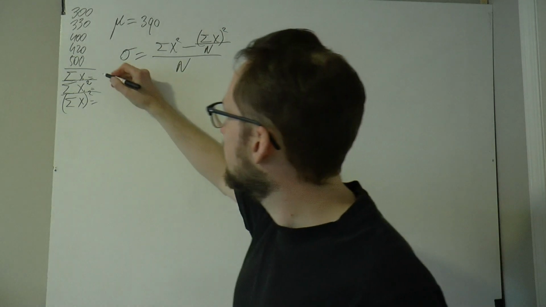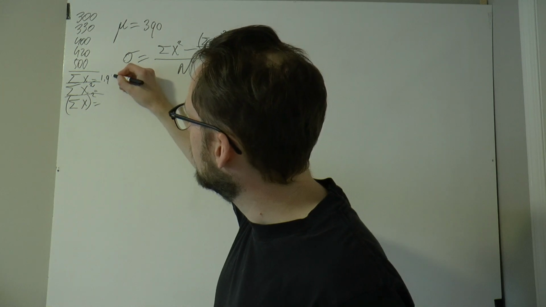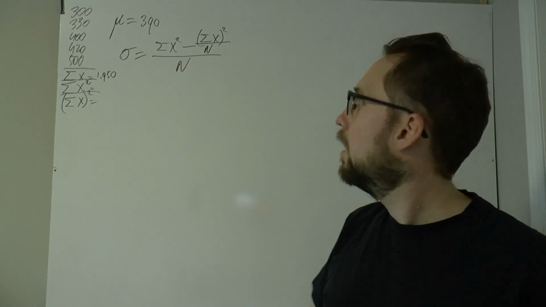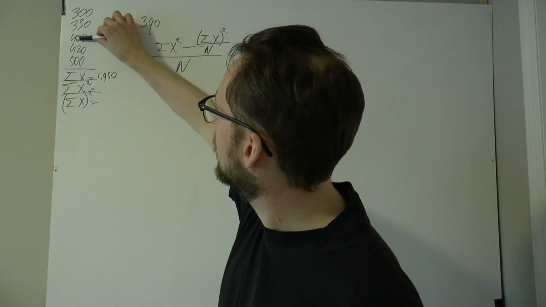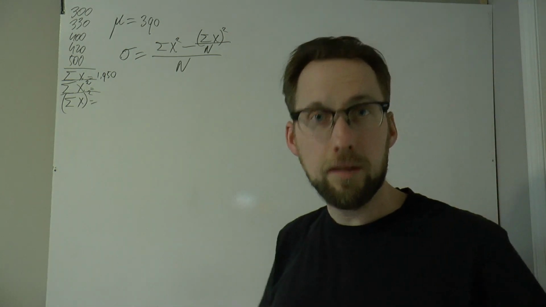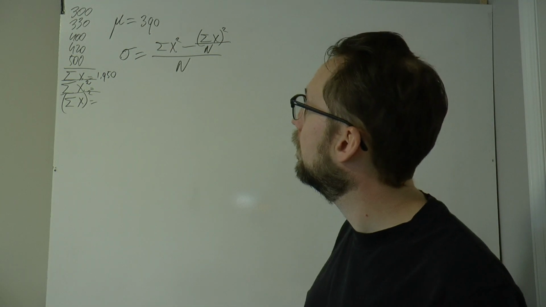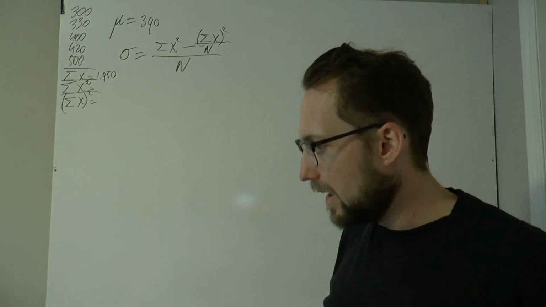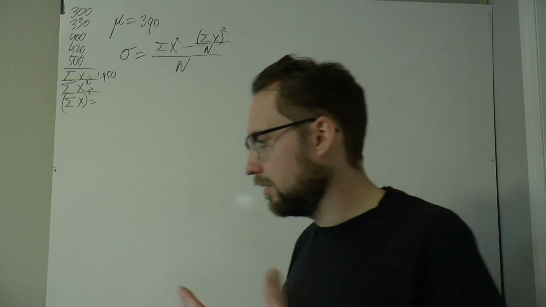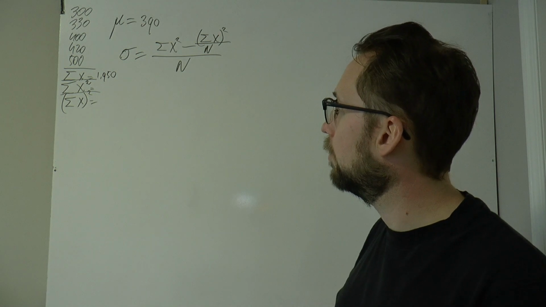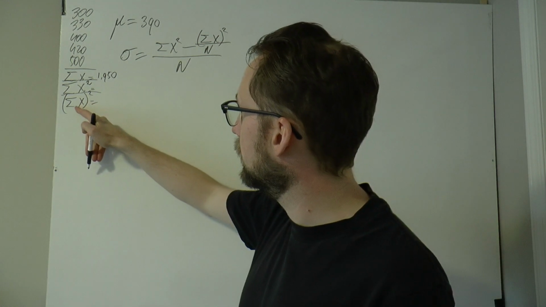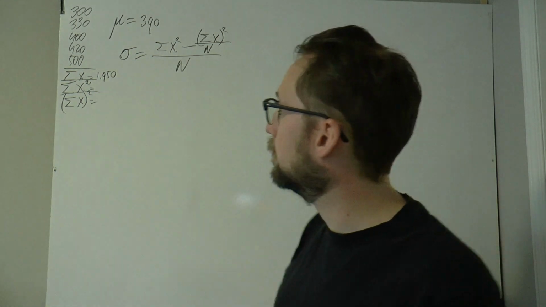The sum of all x's was 1950. I'm willing to believe that: 300 plus 330 is about 500, this is 900, this is about 1300, and then about 1950. Do a quick check, just so you know you're on the right track. Then I have the sum of all x's squared, and then the sum of all squared x's.